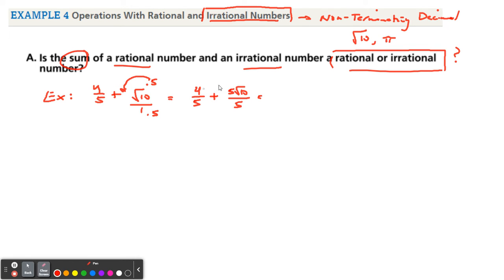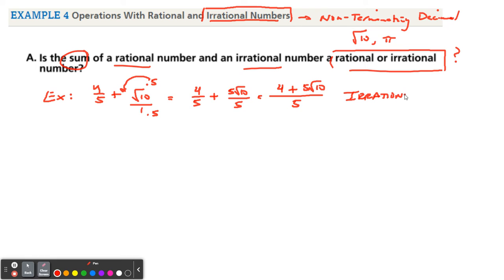And then when you combine these, because this 4 has no square root with it, you cannot actually change the 4. You can't go 4 plus 5 is 9. It's just going to be 4 plus 5 square root of 10 over 5. And unfortunately, because of this square root of 10, this is going to end up being irrational.